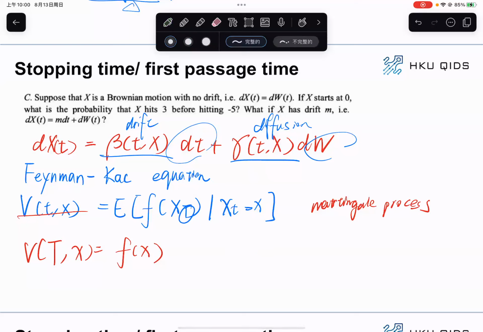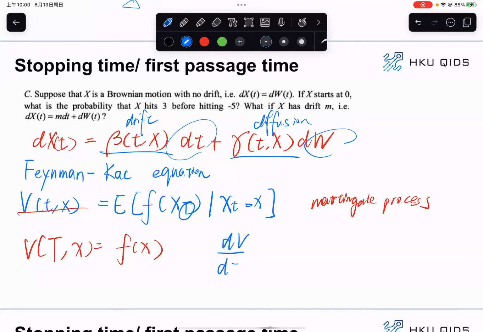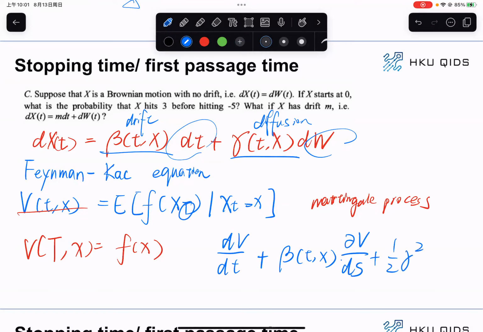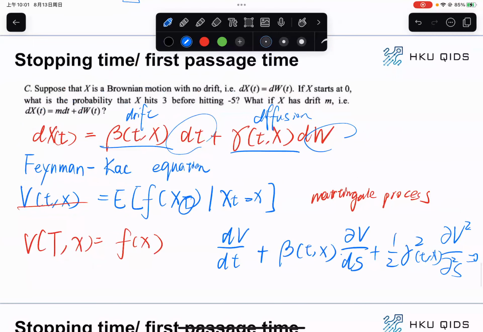So, okay, let's write it in this way. We can also have dv/dt plus beta(t,x) dv/dx plus 1/2 gamma squared(t,x) times the second derivative of v in x, and this is going to be 0. I know this may sound a little bit confusing, but we are going to illustrate why it looks in this format when we talk about Ito's lemma. All these three are going to be related with Ito's lemma. But for this question, we currently just need to apply that.